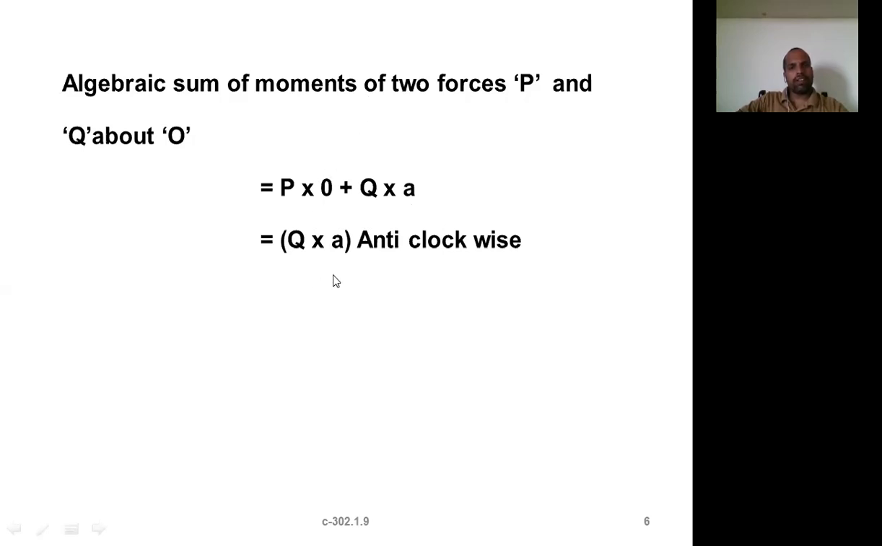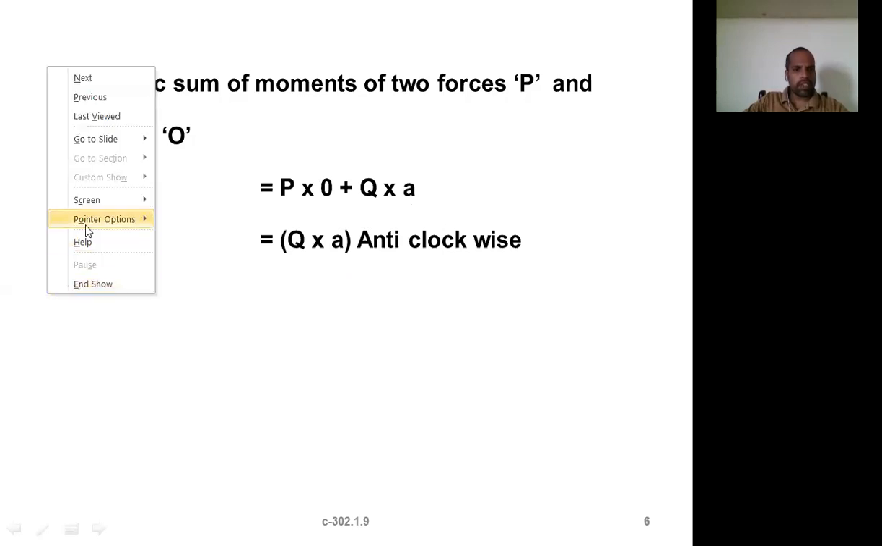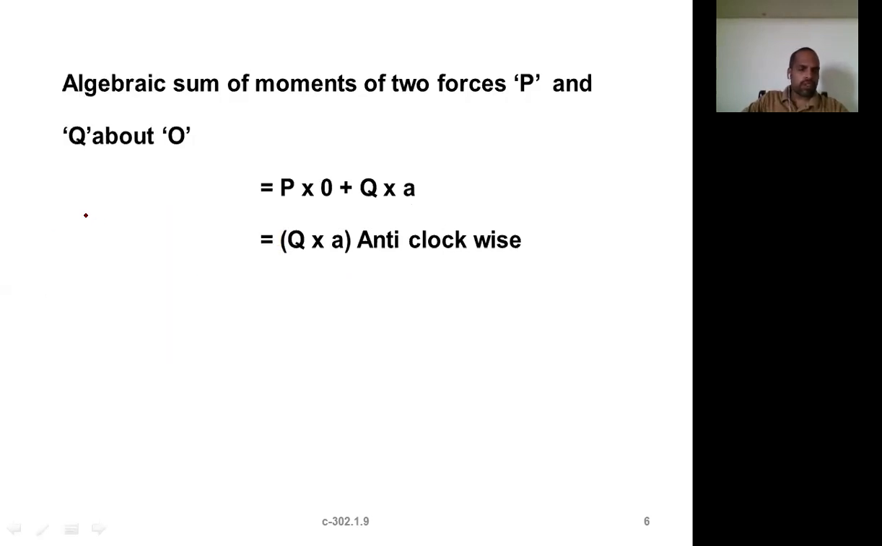And what is the direction? Let me take a point. It will be one force like this, another force like this. One is in this direction, and the other is in this direction. This is P, and this one is Q. The distance between these two is A, and this is point O. About this point we are calculating. Because P is passing through this point, the distance becomes zero, so P into zero, and the total becomes zero.